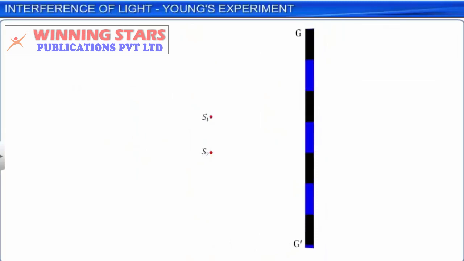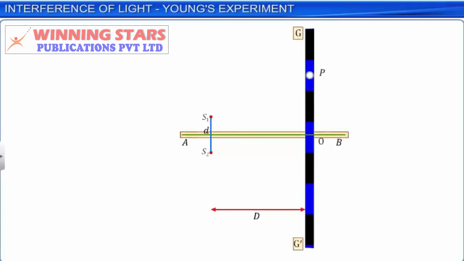Let the distance between S1 and S2 be d, and the distance between the pinholes and the screen be D. Let AB be the perpendicular bisector of the line joining S1 and S2, and O be the point of intersection of the line and the screen. We shall now consider an arbitrary point P on the screen along a line GG' perpendicular to AB and passing through O. Let the distance OP be x.